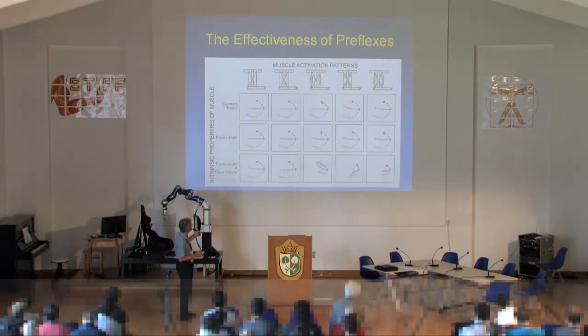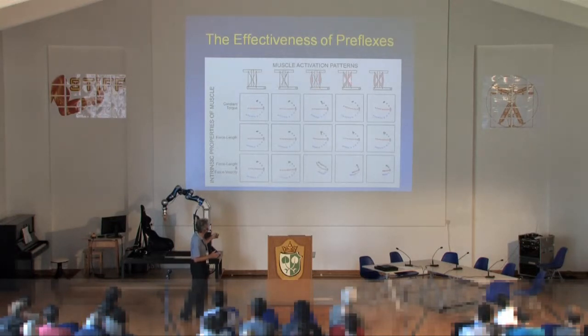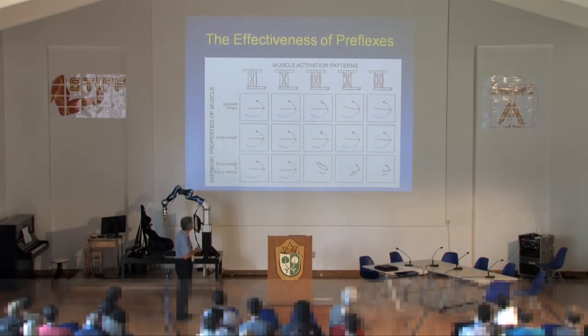Here's where I use biarticular muscles, but now I'm highly co-contracting them so that I'm generating the same net torques at the joints, but with much more activation of both of the muscles, co-contraction. Here's co-contraction of the monoarticular muscles, and here's a distributed pattern of co-contraction amongst all of the muscles.